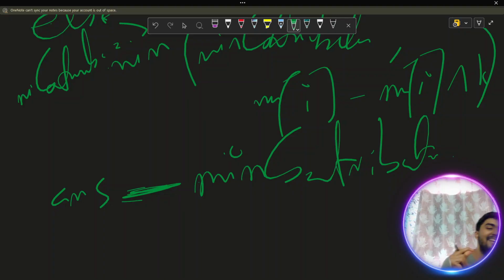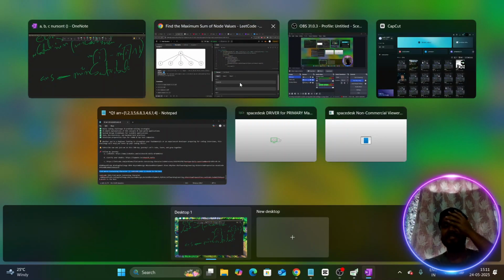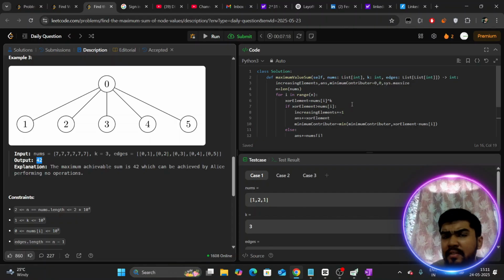Yes, guys, that is the beauty. That is the intuition actually hidden in this particular problem. Now we can quickly discuss the code iterations. So the code is very simple.